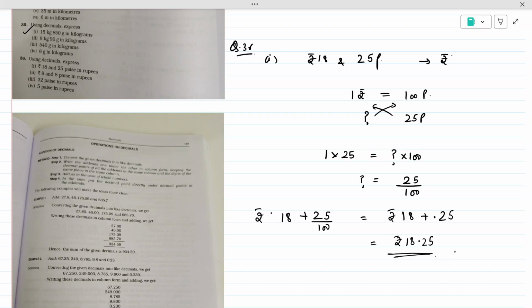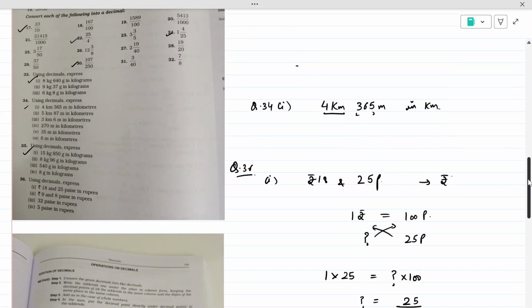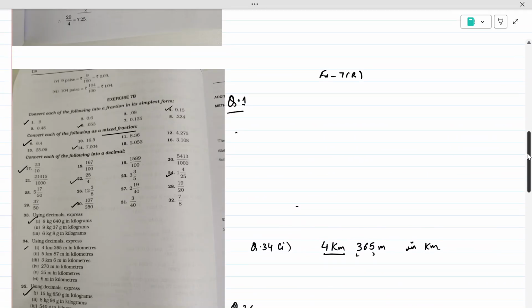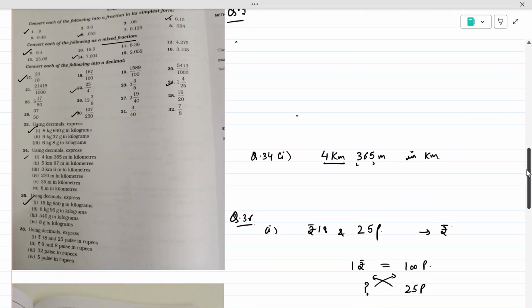Okay kids, so with this we complete this exercise, and in the next exercise we have operations on decimals. That means addition and subtraction and the other operations also. So please practice these questions at home, and I will see you all in the next class now.